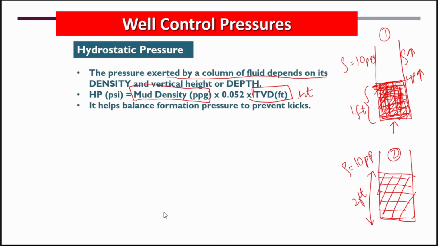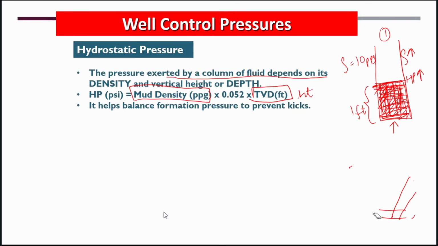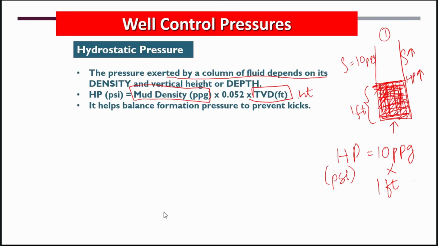So for the formula, if we want to calculate mathematically in the first case, how will I calculate the hydrostatic pressure? We just multiply them. Hydrostatic pressure equals density, 10 ppg, multiplied by the height, 1 foot. Now I need this pressure in psi, pounds per square inch, so it is multiplied by a constant 0.052. This is just to convert it into psi. So as you can see, the formula for hydrostatic pressure is mud density times 0.052 times TVD.